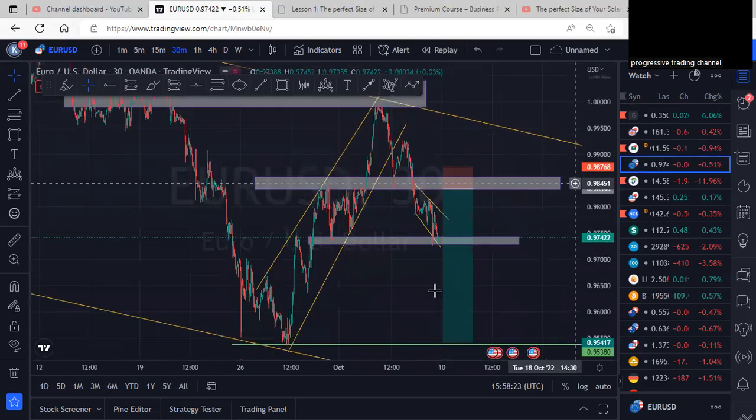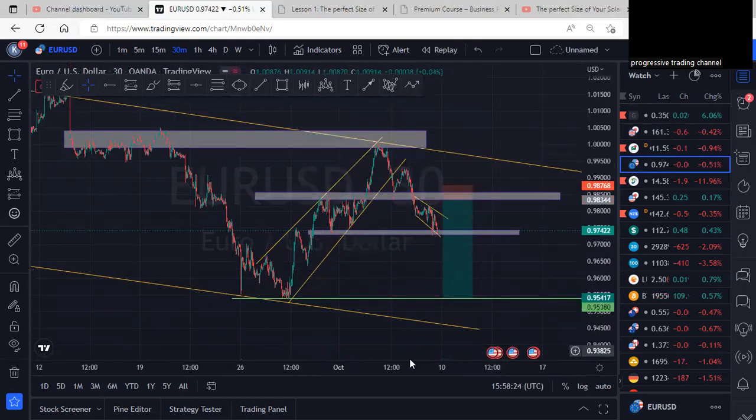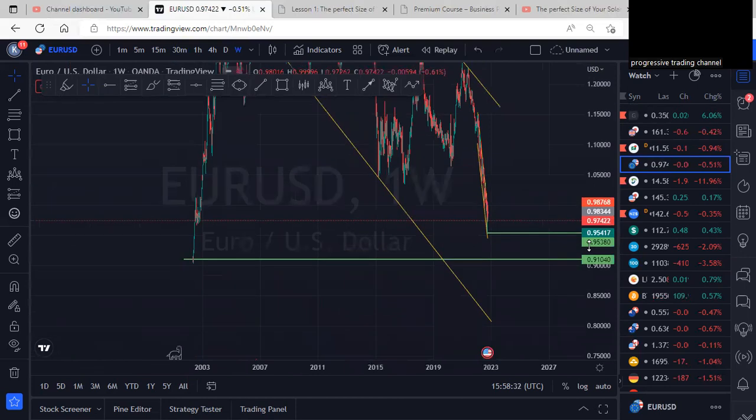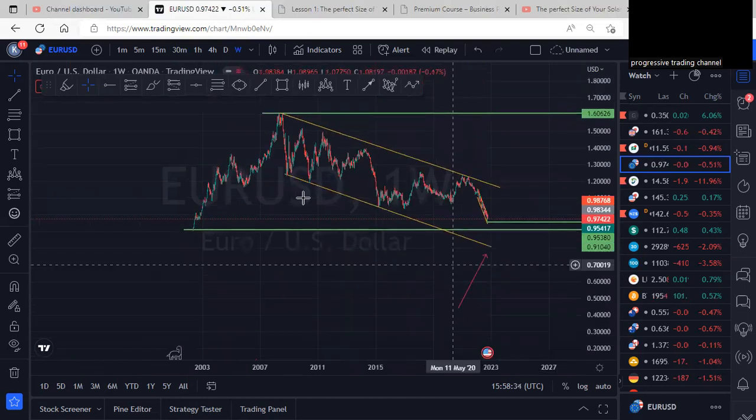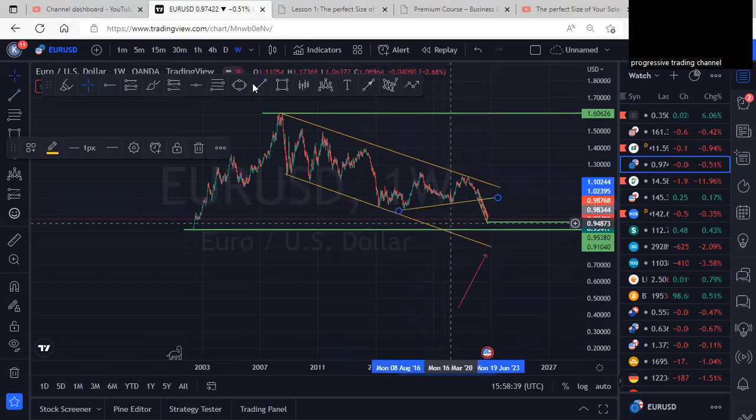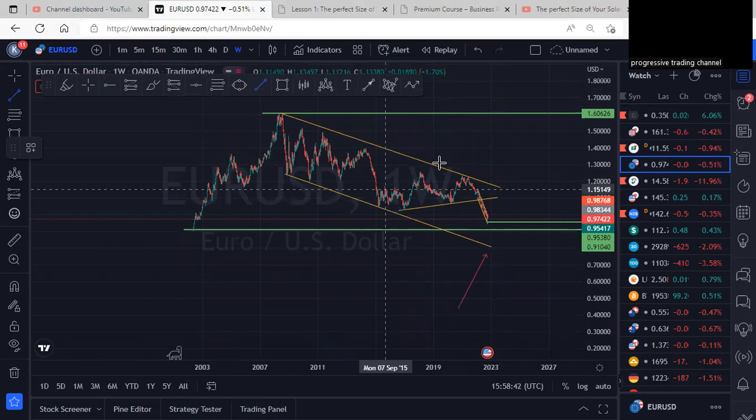For the Euro USD, let me see. I don't think I'll start again with the analysis. I'll just go like this. As you can see, guys, we are on a bullish market for Euro USD, and we have this pattern right here.